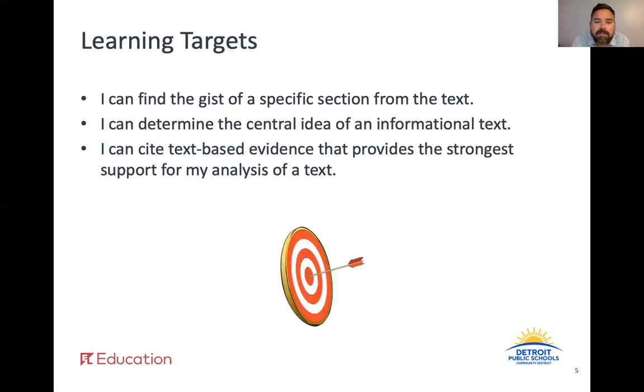We have 3 learning targets for today's work. I can find the gist of a specific section from the text, what the text is mostly about. I can determine the central idea of an informational text, as well as I can cite text-based evidence that provides the strongest support for my analysis of the text. Let's make sure we keep these learning targets in mind during all of our work.